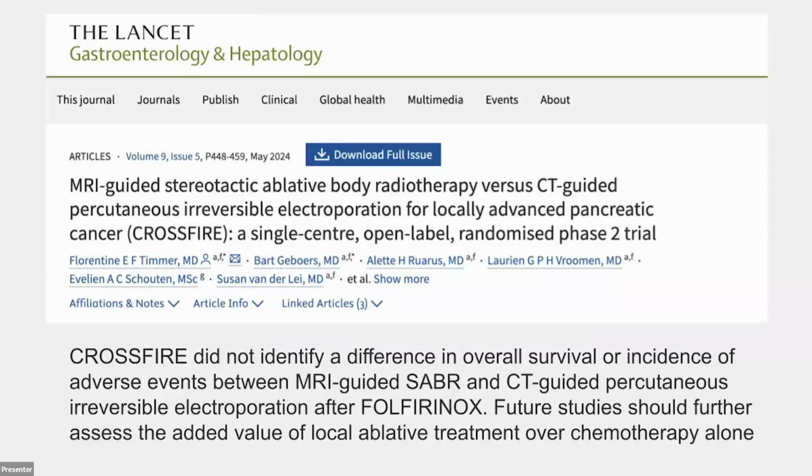The results of the Crossfire trial, so that's FOLFIRINOX plus SBRT versus FOLFIRINOX plus IRE, were completely overlapping survival curves. We had to stop the trial after having recruited a little over 30 patients in both arms, so I think 60-something patients, because the chance of finding superiority for either SBRT or IRE was less than 20%. So there was hardly any difference. Did that help? No, because now we don't know what to prefer, SBRT or IRE, and we still don't know if focal therapy is superior to chemo alone. And we still don't have the answer today.